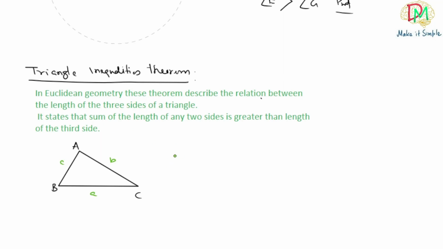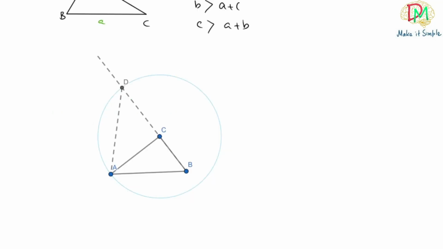As per this theorem, we can say that A is greater than B plus C, or B is greater than A plus C, or C is greater than A plus B. These all three inequality relations are true. To prove this, let's take one example of this triangle ABC.